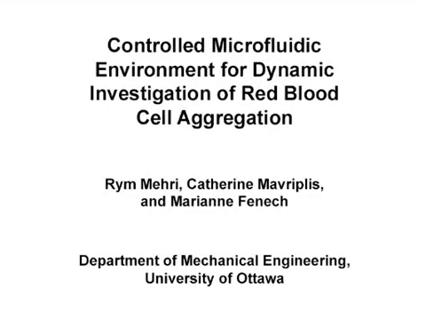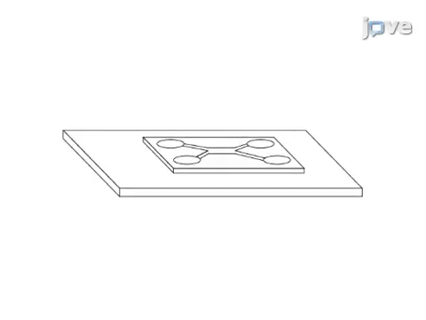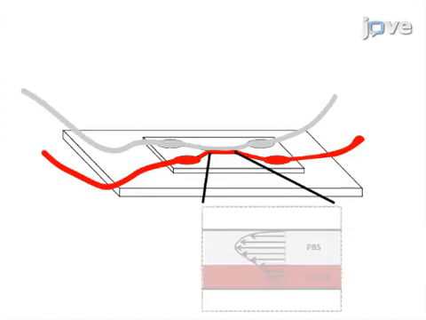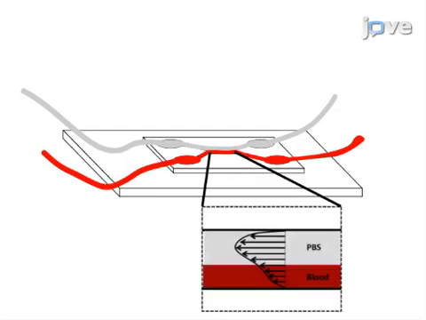The overall goal of this procedure is to directly quantify red blood cell aggregates in microcirculation dynamically under controlled and constant shear rates. This is accomplished by first entraining red blood cell suspensions in a double Y microchannel with a phosphate buffer saline solution, creating a constant shear in the blood layer.